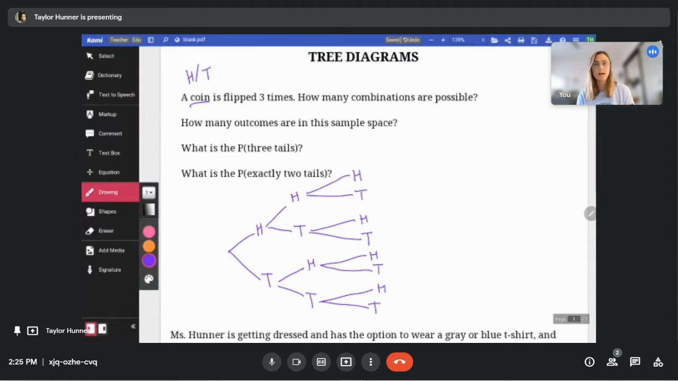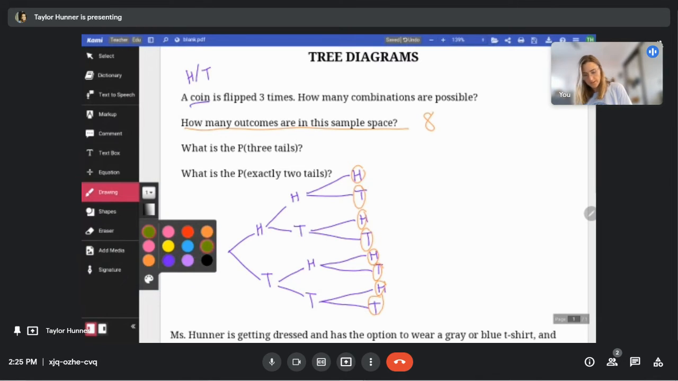So when it says how many outcomes are in this sample space, for outcomes, we're going to look at the very last row of this. So this very last row has 1, 2, 3, 4, 5, 6, 7, 8. So there are 8 outcomes in this sample space. The next question: what is the probability of 3 tails?